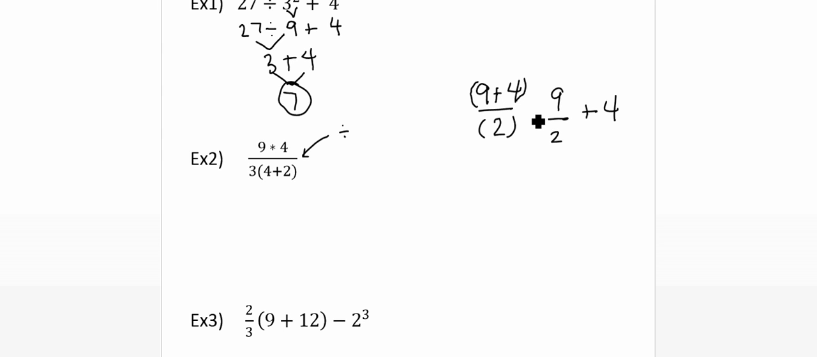When the fraction bar is over the whole thing, you have to do the entire top first, the entire bottom second. You're going to divide last. When you see a big long fraction bar like this, this is the last thing you do. You're going to divide last. Okay? So just like before, we're going to label our steps. We're going to follow PEMDAS.